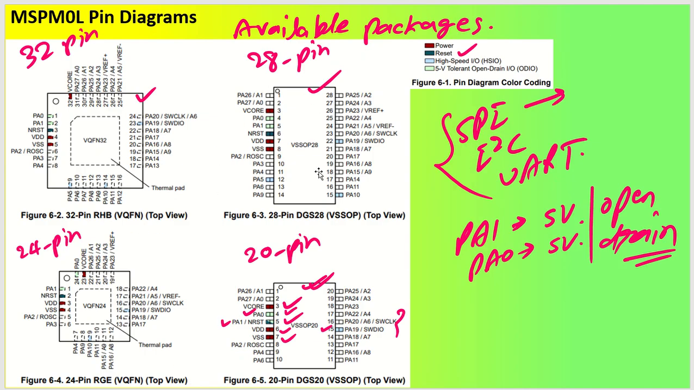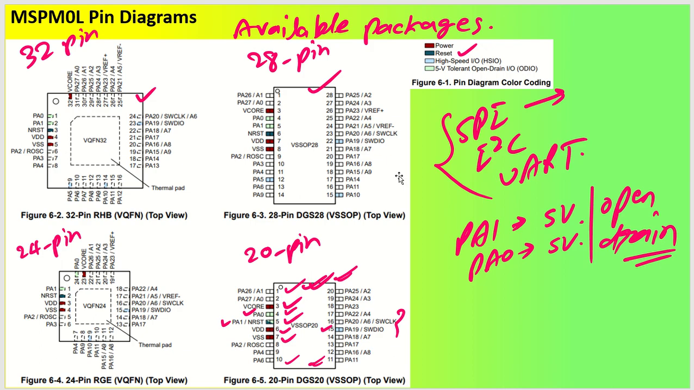So let us say we are going to consider the 20 pin device. This is the device that we are going to consider, and as you can see, the pins are numbered from pin 1 to 10 and then 11 to 20. If you see the color coding, red is the power pin. The bluish one is the reset pin. NRST, or PA1, is the reset pin.